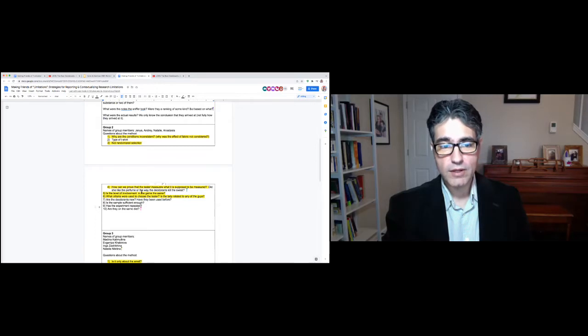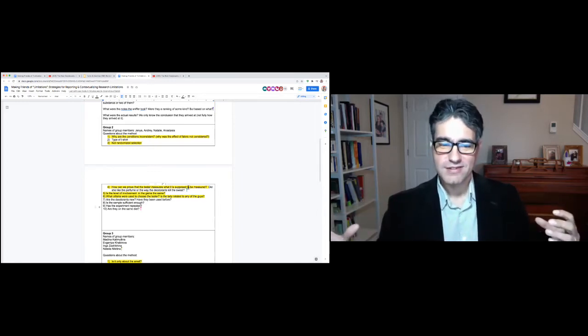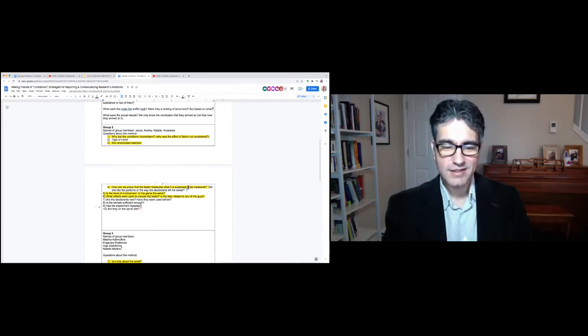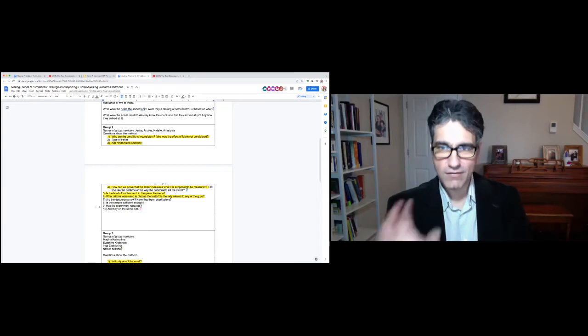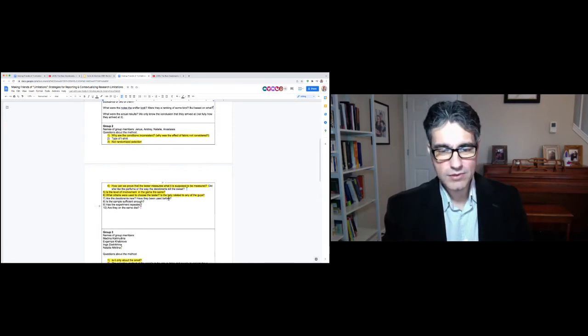Question number 4 here with group 2: how can we prove that the tester measures what is supposed to be measured? Did she like the perfume? Are there other variables involved beyond just the testing and the smell of the deodorant itself? And that comes up in group 3 as well. We'll talk about that in a second.